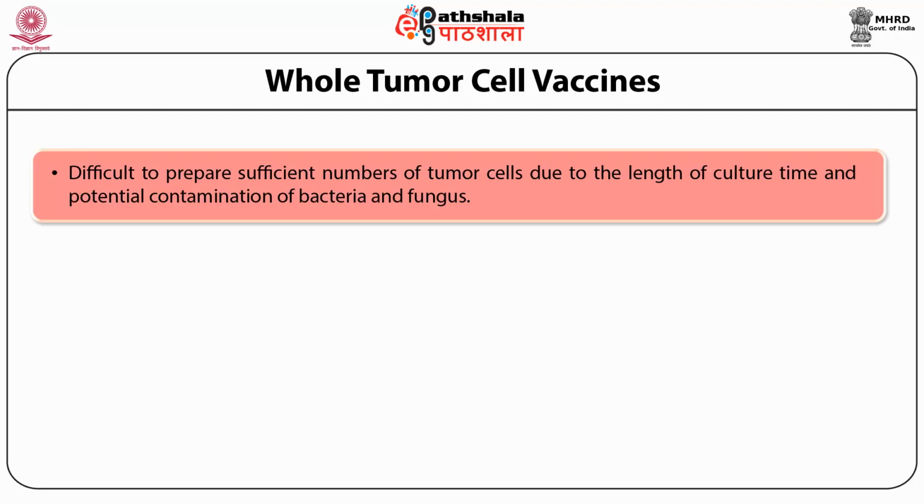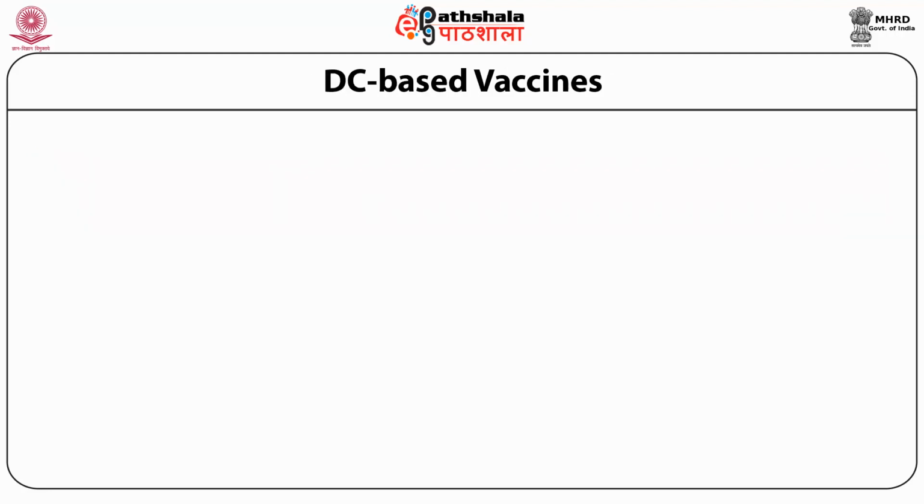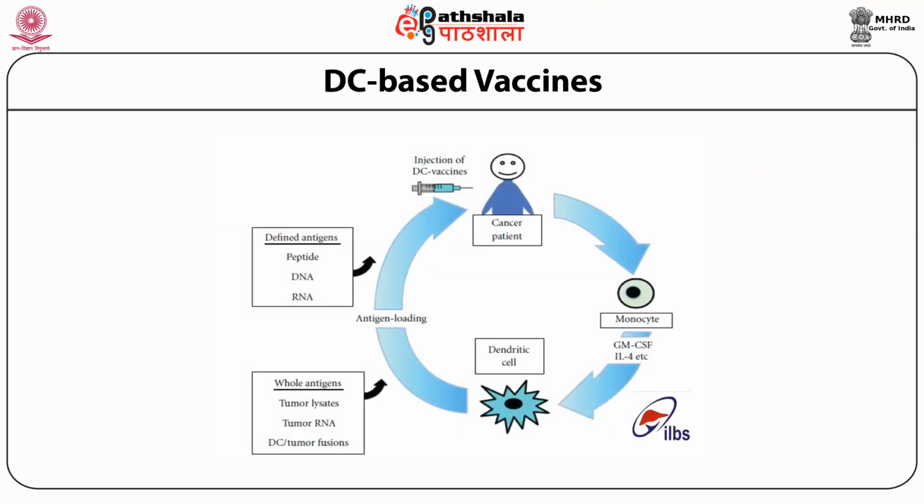However, whole tumor cell vaccine is one of the methods being tried for tumor mass reduction. I'm explaining to you the dendritic cell based vaccine. From the cancer patient, you can isolate the monocytes from the peripheral blood mononuclear cells, and then you can give particular cytokines like GM-CSF and IL-4 and induce these monocytes into dendritic cells.